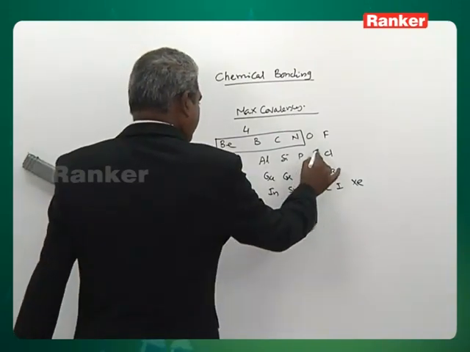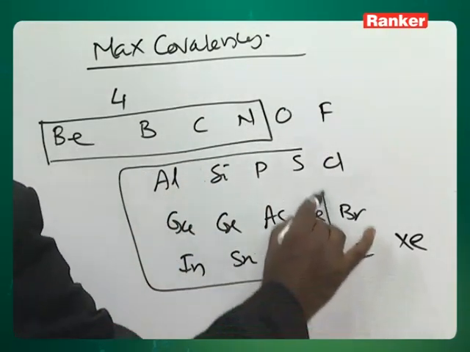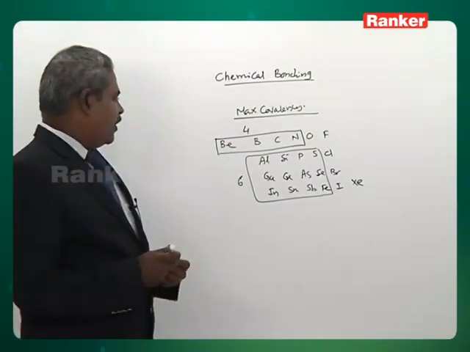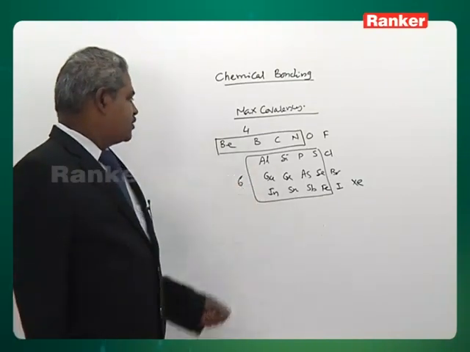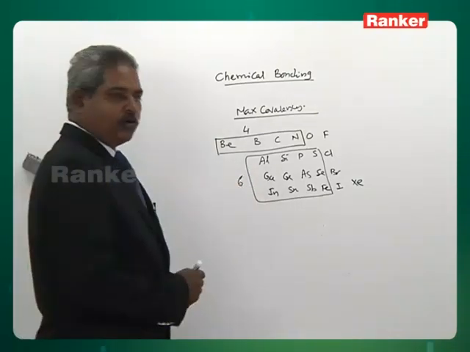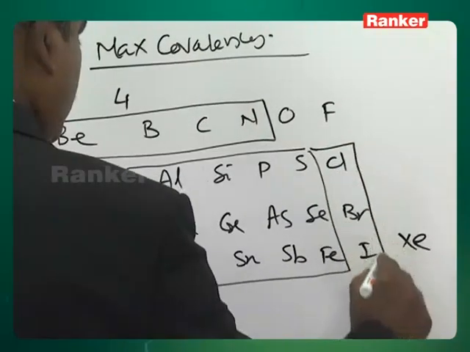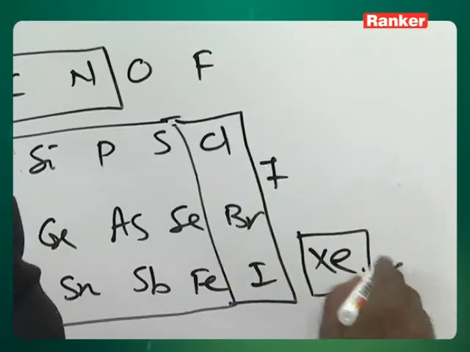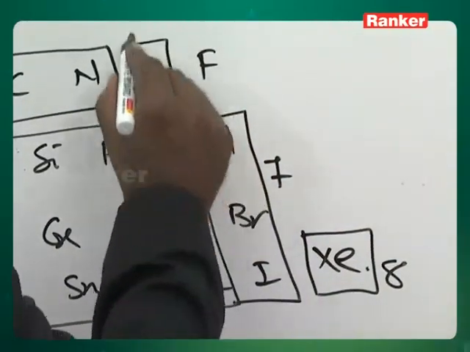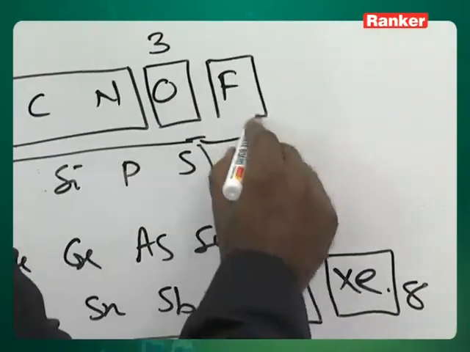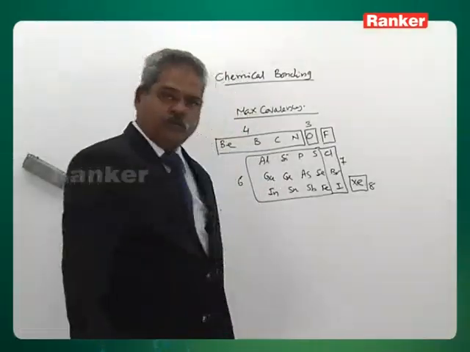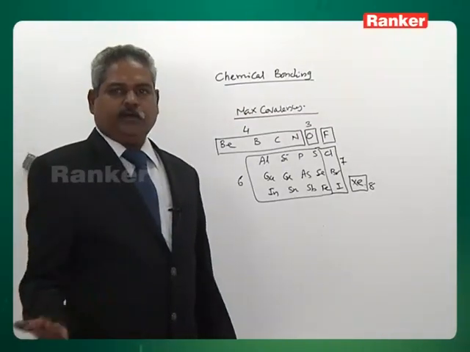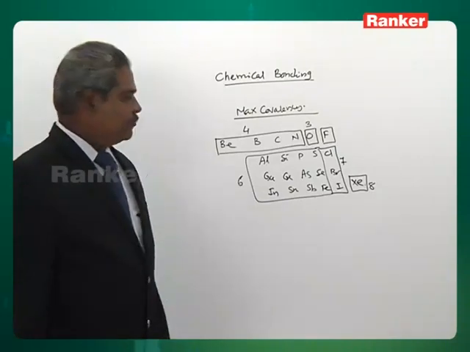And from aluminium to tellurium, look, a large chunk of them have a maximum covalency of 6. In fact, 4 into 3, 12 elements have a maximum covalency of 6. Chlorine, bromine, iodine, they have a maximum covalency of 7. Xenon, 8. Oxygen, 3. Fluorine, you can say 2 if you want. How? By sharing 1, by donating 1.